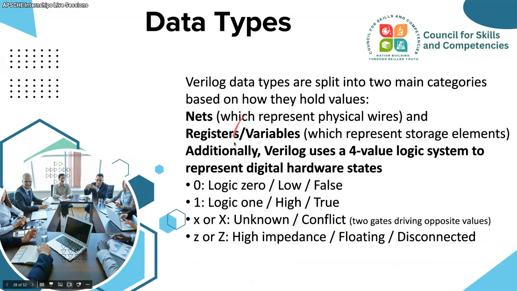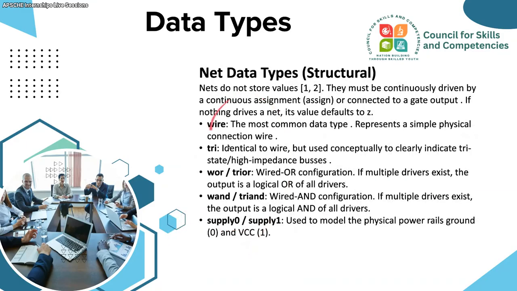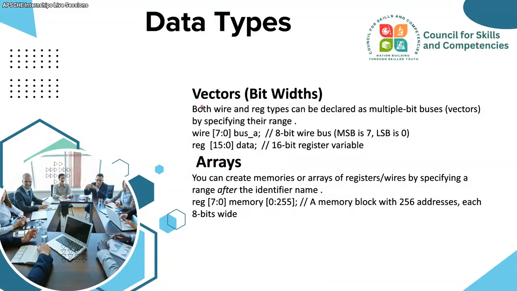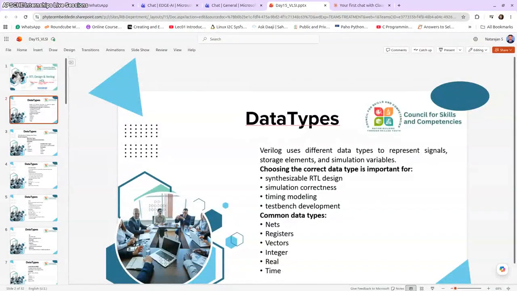Okay, so the same data types, I am repeating it again from yesterday's slide. I went and put it over there. So you have to understand this unknown and Z state. Okay, so net, tri, supply, and we looked into it. This is the procedural. Okay, so vector bits, both wire and reg types can be declared as multiple bits. Multiple buses. Arrays can create memories or arrays of registers, that you know. Okay, so these all are something about today's theory part.